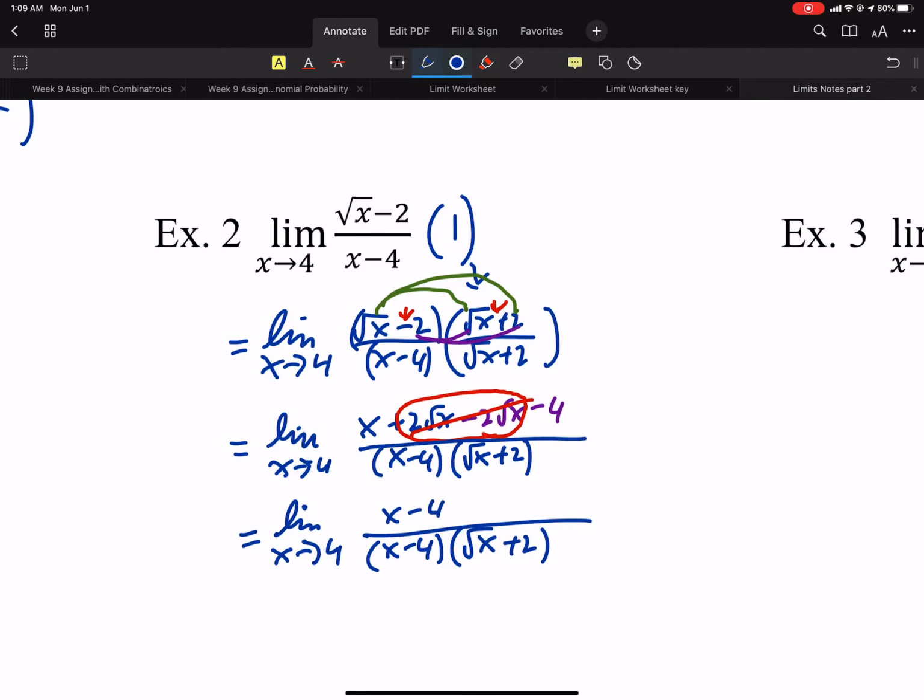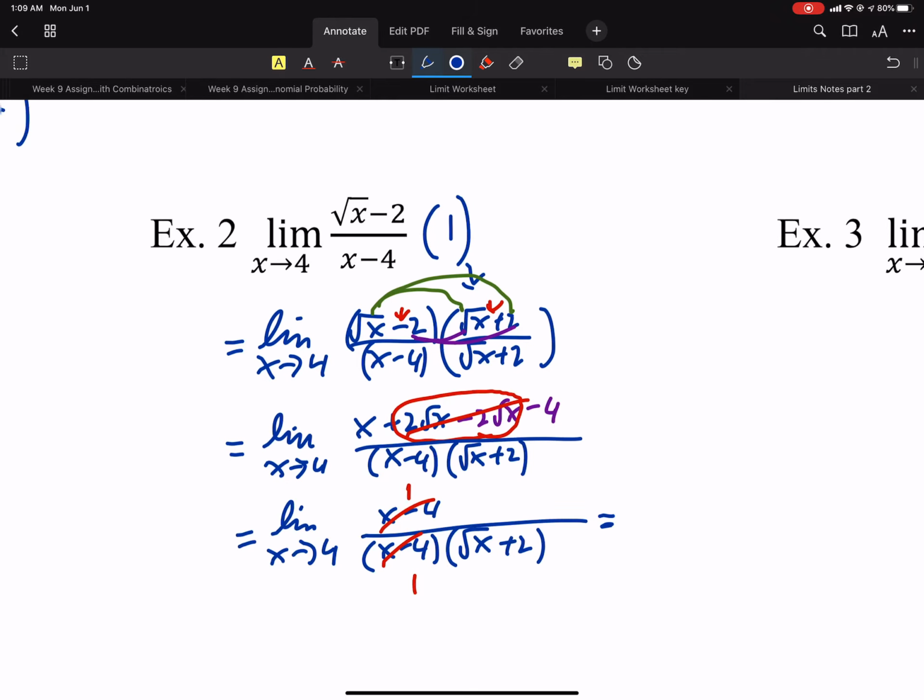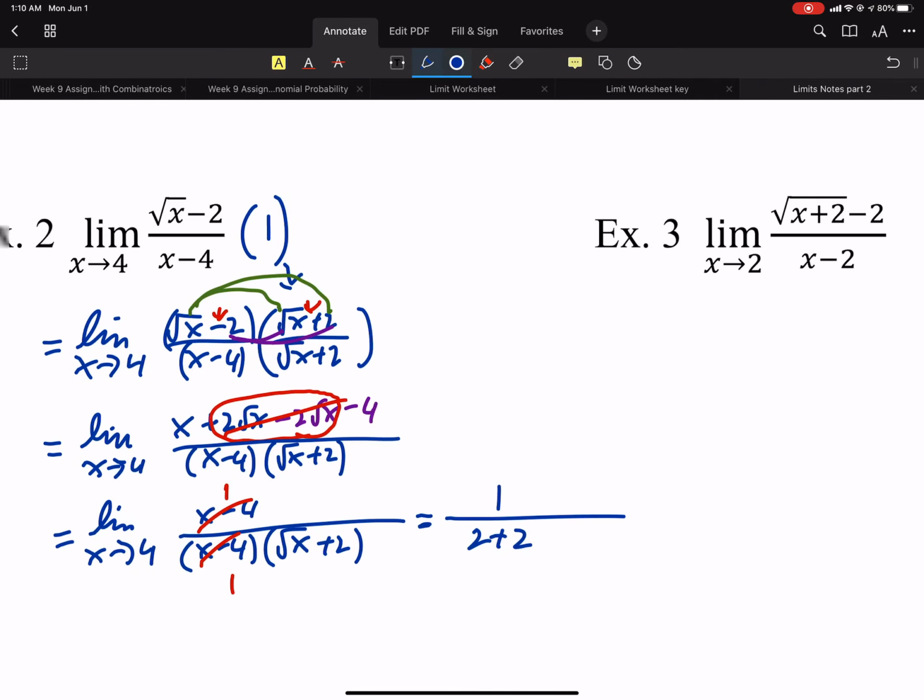Look, how nice. Those x minus 4s cancel. I'm left with a 1 there and there. I'm going to use my quotient property that we learned in the previous section. The limit of the top is a constant, so it's 1. The limit on the bottom, I could take the limit of the inside, then square root it. So the limit of x is going to be 4, because I'm approaching 4. Square root of 4 is 2. I end up with 2 plus 2, and that's going to equal 1/4. So that's what you do when you deal with radicals.